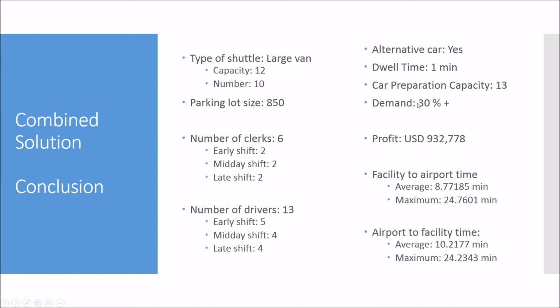So with all these considerations in place, we found that the best vehicle that we can have for our system is the large van. As I explained earlier, this one has a capacity of 12, and we need 10 of these vans. And the parking lot size with all these considerations remained the same at 850. The number of cars remained the same, and the profit that we expect is about 930,000, which is a slight increase from the previous modification 4 that we studied.